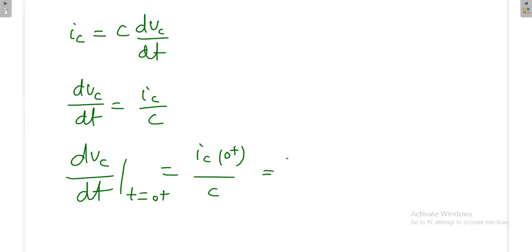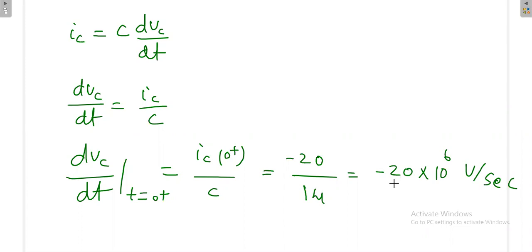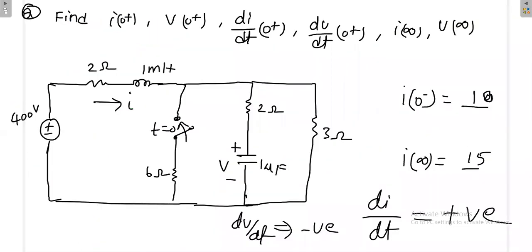IC 0 plus, we have just calculated, that is minus 20. What is the capacitor value? That is 1 microfarad. Finally, minus 20 into 10 power 6 volt per second. Is it positive or negative? Negative. Initially, our discussion was dV by dt is negative, so somehow we are getting the same answer. Now we have calculated I0 plus, V0 plus, dI by dt 0 plus, dV by dt 0 plus.